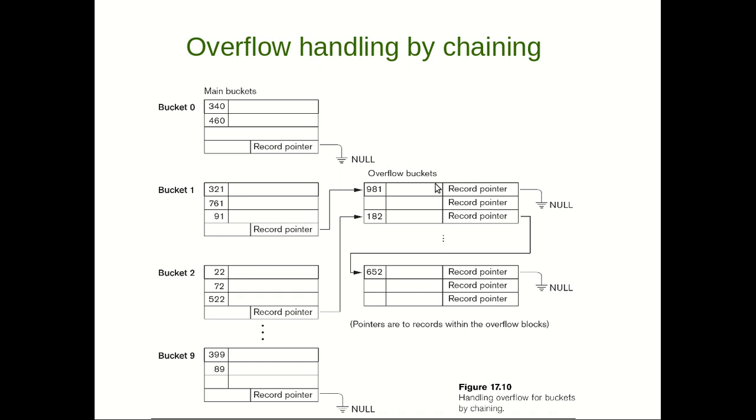Overflow handling by chaining. Whenever there is an overflow, there is a record pointer that points to another overflow bucket. That is, this bucket is free, and the hash function results in bucket 1, and it is already occupied. A record pointer is used to point to another overflow bucket. The record 3219 will be added there.